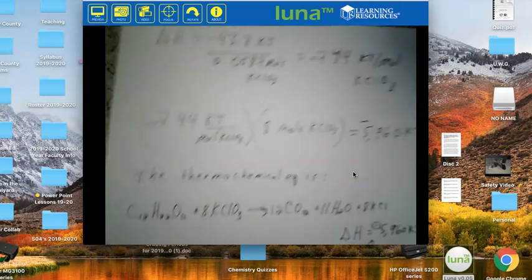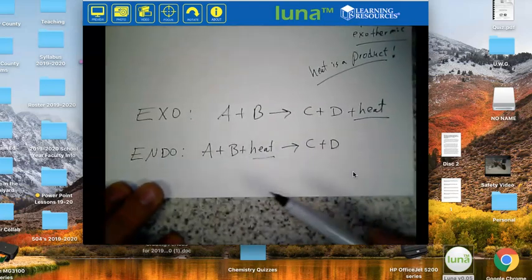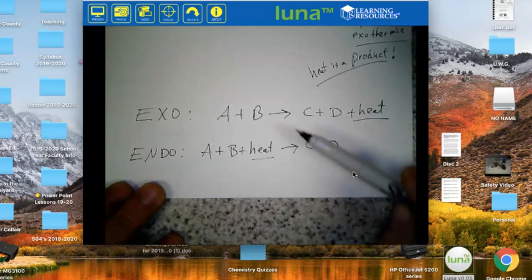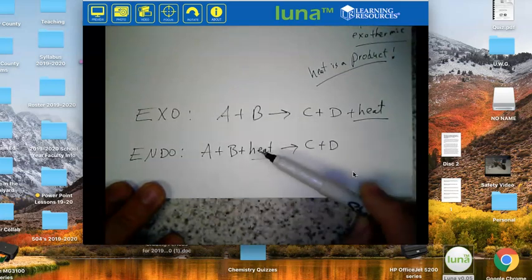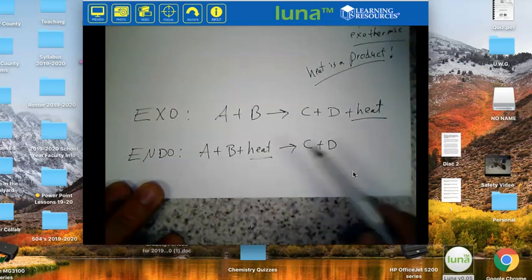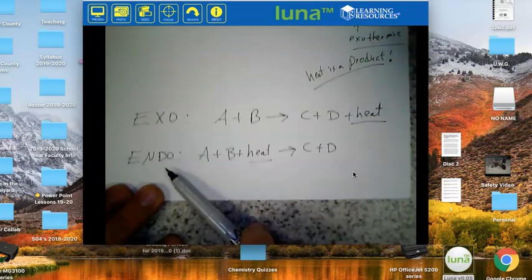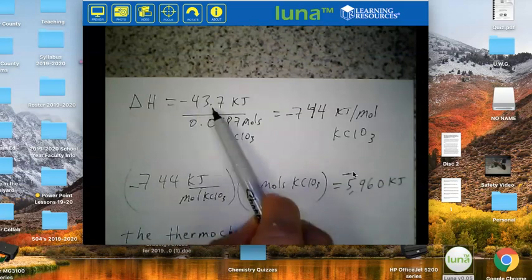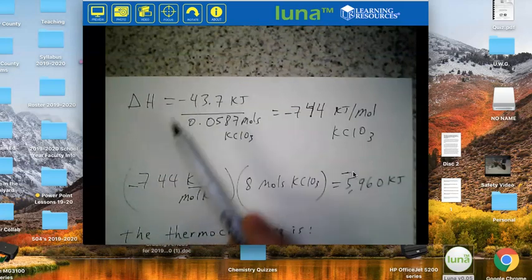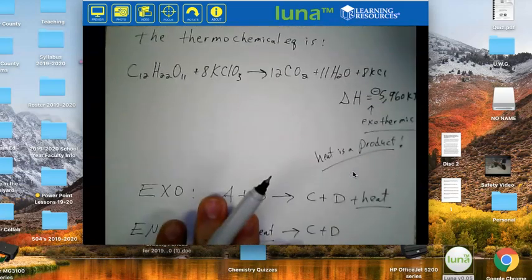When they say heat was absorbed, or something along the lines of it was a reactant, that means it was absorbed into the system and it wasn't a product, it was a reactant, then it's going to be an endothermic reaction. And that means your enthalpy there would be positive and not negative.